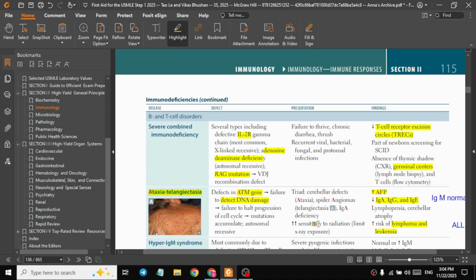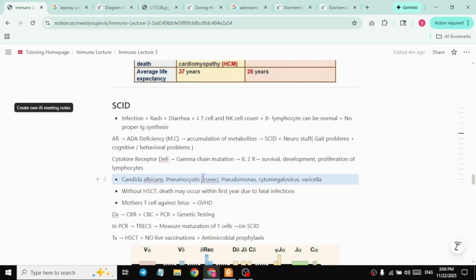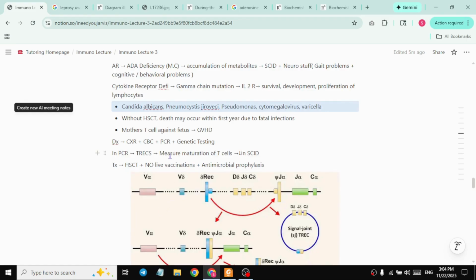But you see, chest X-ray, lymph node biopsy, T cell flow cytometry, right? We've seen all this, and it makes sense. You want to get the biopsy of the lymph node. You want to get the cells which are there by flow cytometry, and do they have enough proper CD representation and all of that, right? And then CBC, maybe some PCR testing, and then genetic testing.